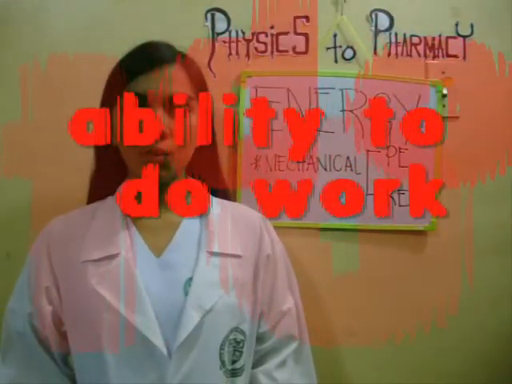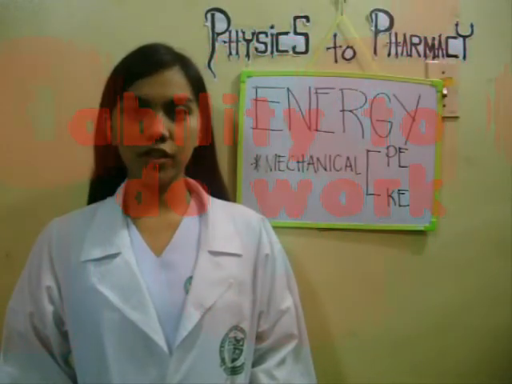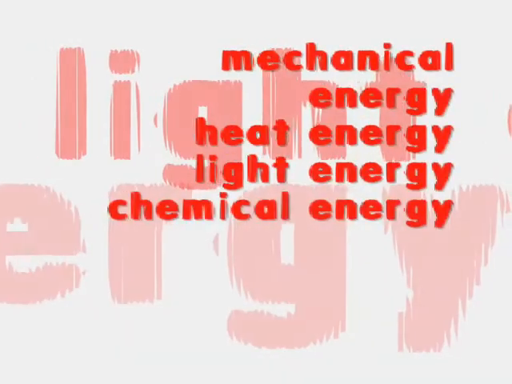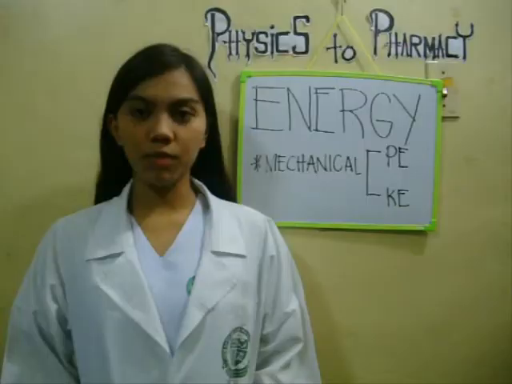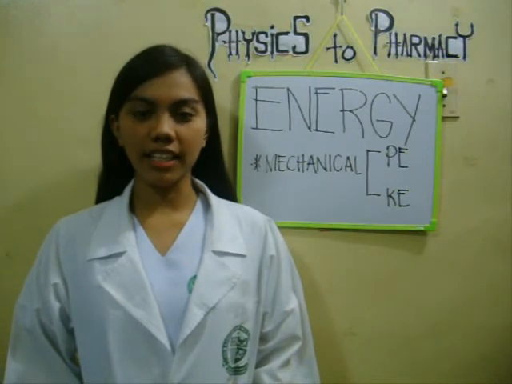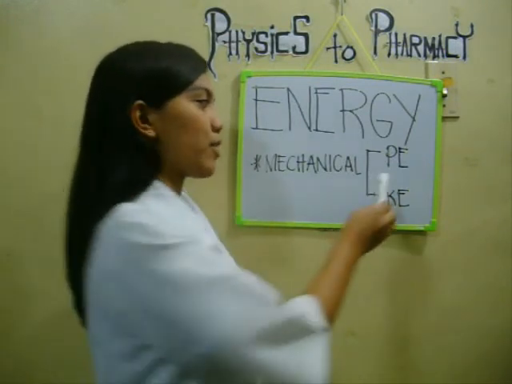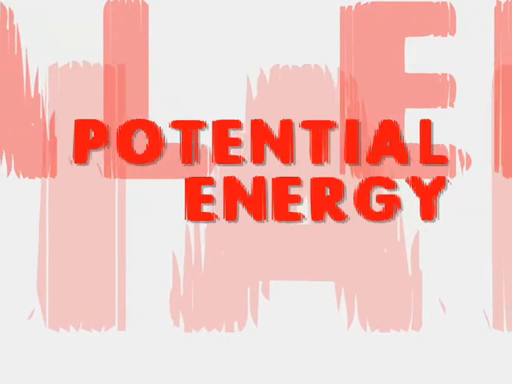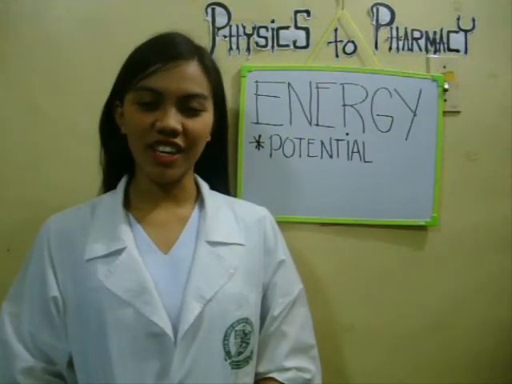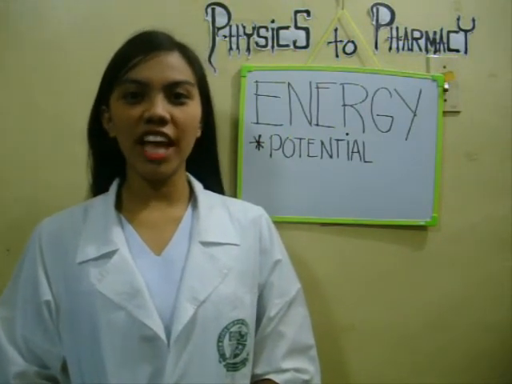Energy is the ability to do work. There are many forms of energy: mechanical energy, heat energy, light energy, and chemical energy. In this chapter, we'll focus on mechanical energy. The sum of potential energy and kinetic energy is the mechanical energy. Potential energy is energy possessed by a body by virtue of its position or configuration. Gravitational potential energy is energy due to position.